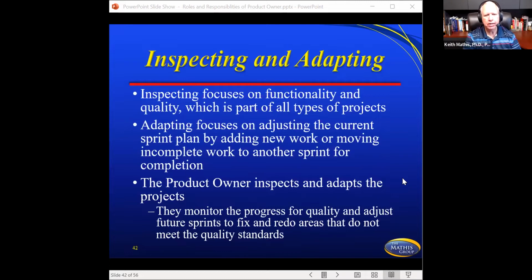You also have inspecting and adapting. Inspecting focuses on functionality and quality, which is part of all types of projects. Adapting focuses on adjusting the current sprint plan by adding new work or moving incomplete work to another sprint for completion. So the product owner inspects and adapts the project. This is part of that monitoring we were talking about. They monitor the progress for quality and adjust the sprints to fix or redo areas that end up not being as high quality as they think they should be.